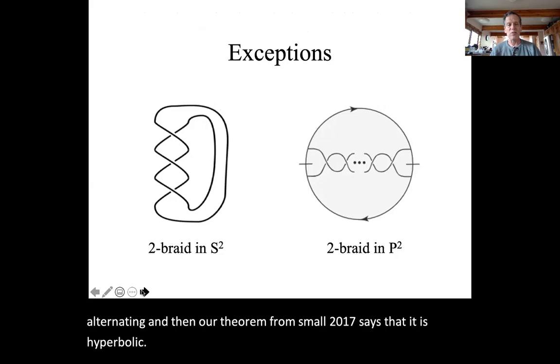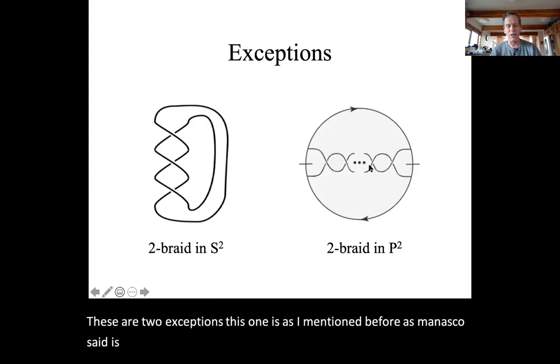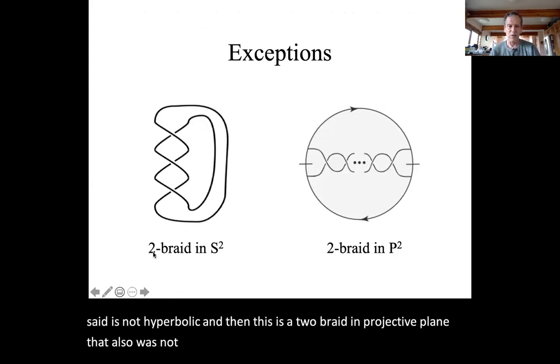These are our two exceptions. This one is, as I mentioned before, as Manasco said, not hyperbolic. And then this is a two braid in projective plane. That also is not hyperbolic. But except for those, assuming it's prime, you're good to go.